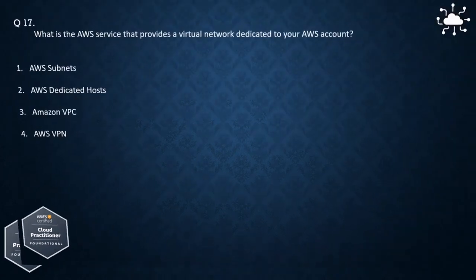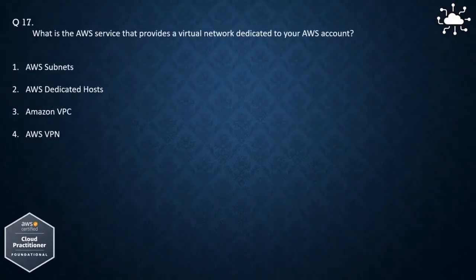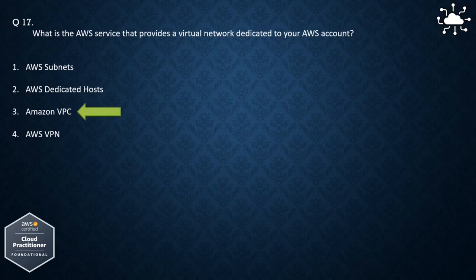Question number 17. What is the AWS service that provides a virtual network dedicated to your AWS account? 1. AWS Subnets. 2. AWS Dedicated Hosts. 3. Amazon VPC. 4. AWS VPN. The correct answer is Amazon VPC.